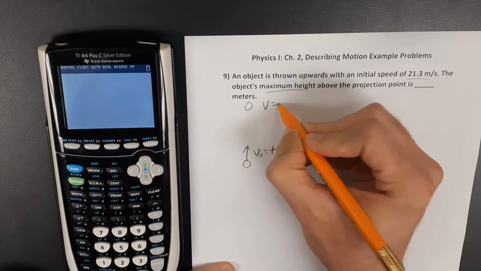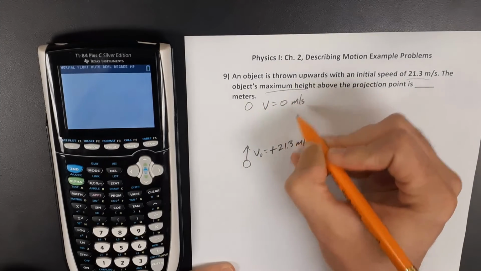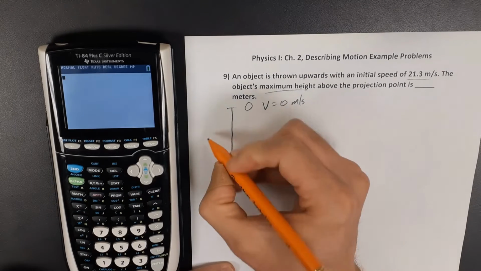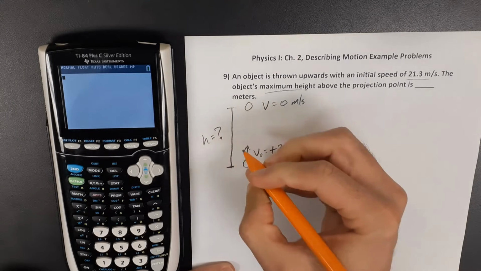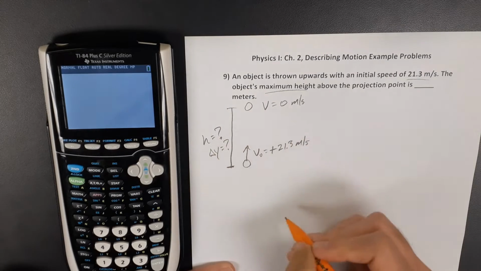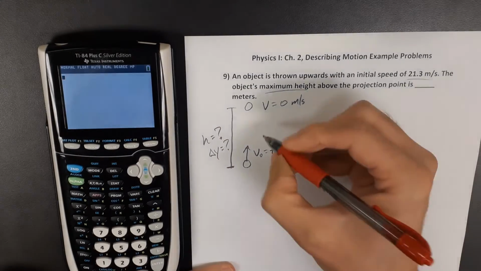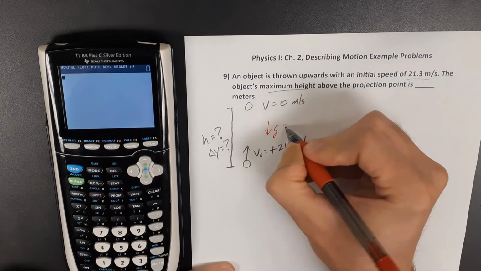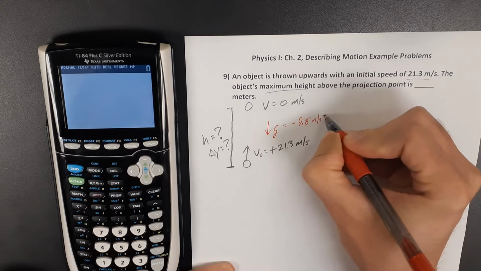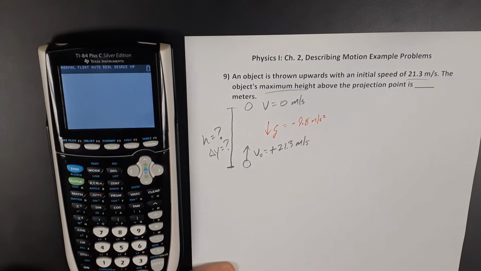At that moment, our velocity is going to equal 0. We stopped going up. We're about to start coming down. And we want to solve for that height, or we could label this as the displacement on the y-axis. And we know that gravity pulling downward has an acceleration of negative 9.8 meters per second squared.